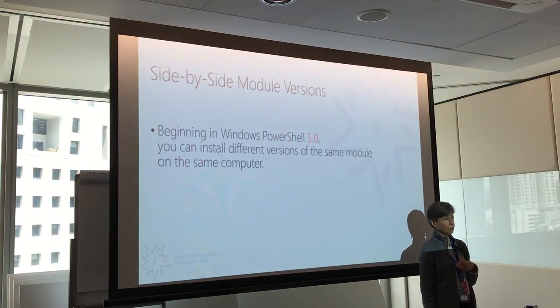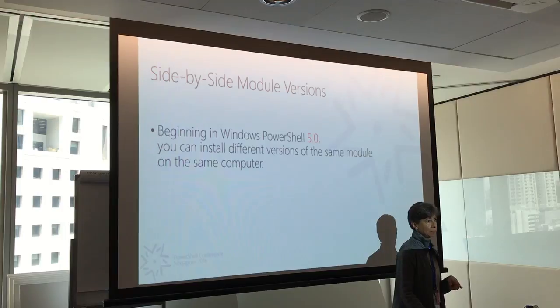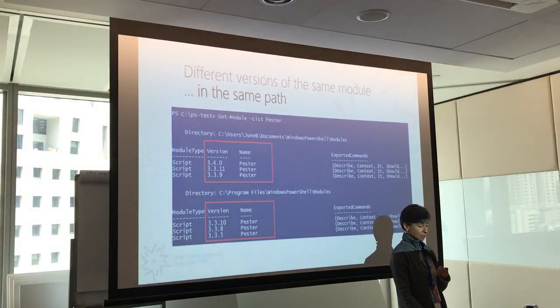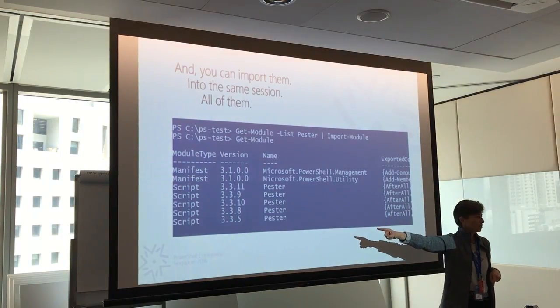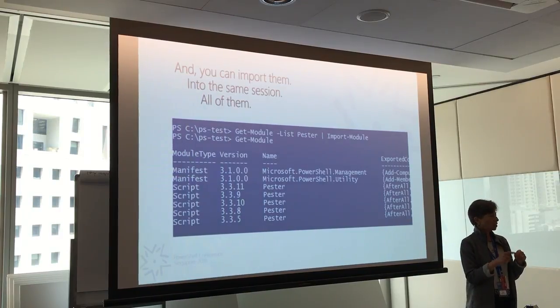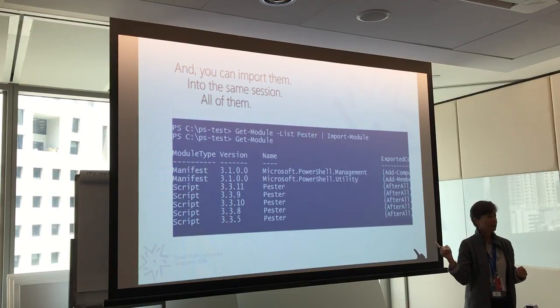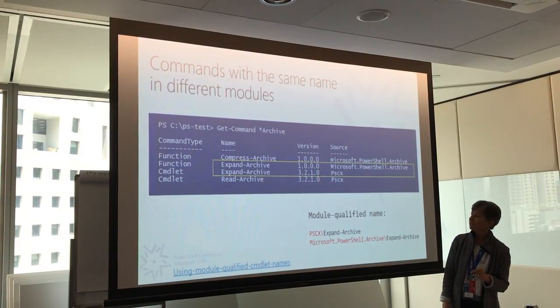And beginning in PowerShell 5, we have side-by-side module versions, which means that you can install different versions of the same module on the same computer. You can install different versions in different paths or in the same path, and you can import them all at the same time. Now, you would probably never want to do this, okay? But if you're writing shared code, either code for your enterprise or code that you're going to put up on PowerShell Gallery and share, you can never predetermine what's going on the target system, and you need to be ready for anything. You can have commands with the same name in different modules.